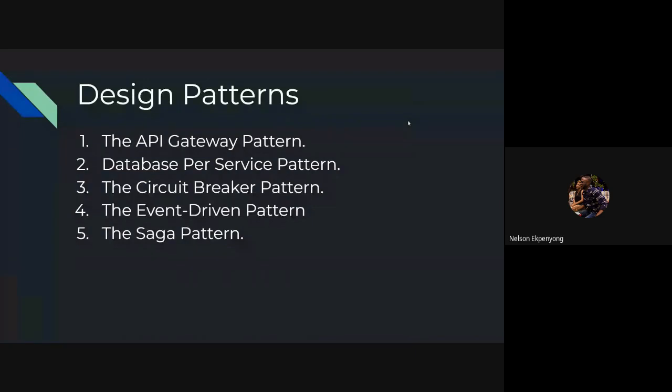Let's go over the points. There are several design patterns of the microservices architecture, right? The API gateway part is just one. The database-per-service pattern is another, where each service has its own database.